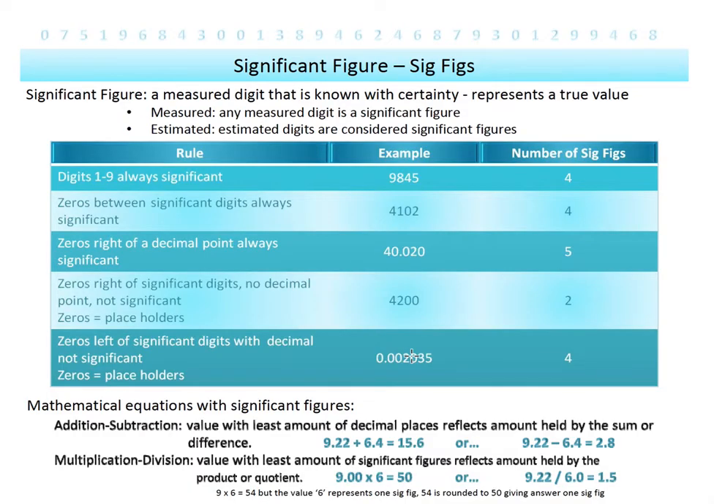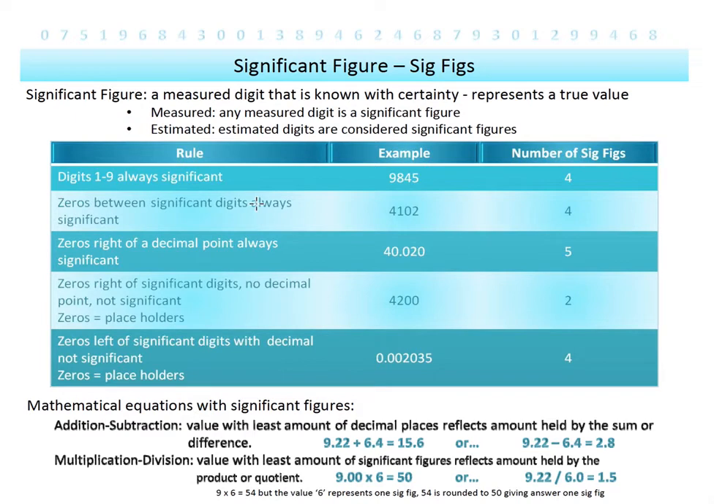So, significant figure rules. A significant figure is really important. It's really important that you don't round in healthcare or in the chemistry laboratory because you want as many significant figures as you can because that shows your precision. That shows that you were careful in taking your measurement. So here are the rules in one table. Digits 1 to 9 are always significant. So in the example 9,845, there's 4 significant figures.